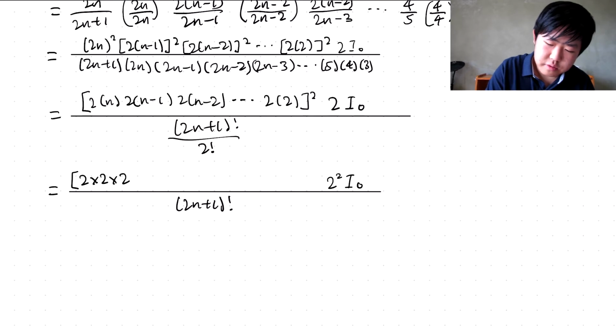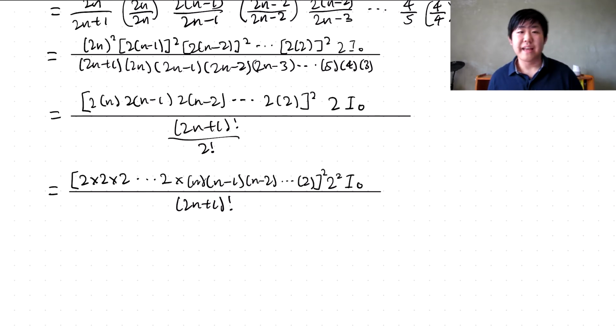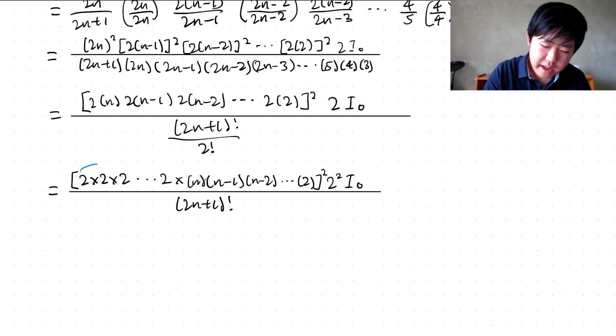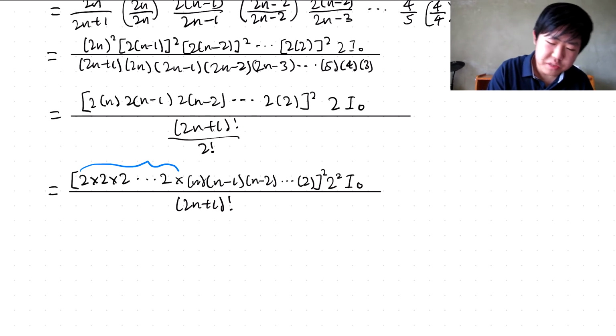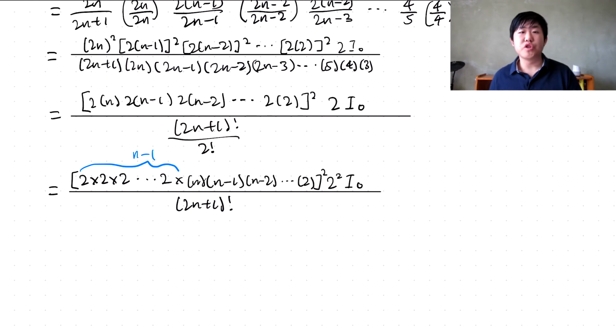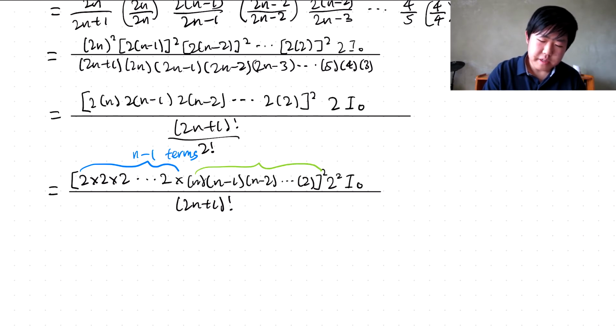dot dot dot 2, and then times n minus 1, n minus 2, and then dot dot dot 2, just like that. And we need to write down that there are n minus 1 terms here, so there's n minus 1 terms, and make sure to write that down. So there's n minus 1 terms of 2, they're all multiplied together, and then here it's just another factorial.